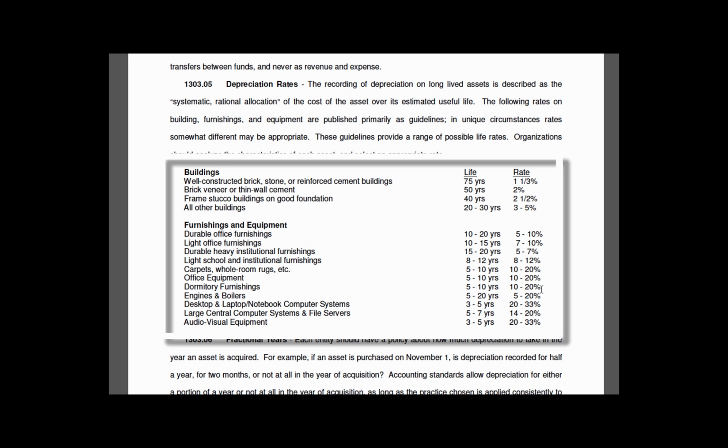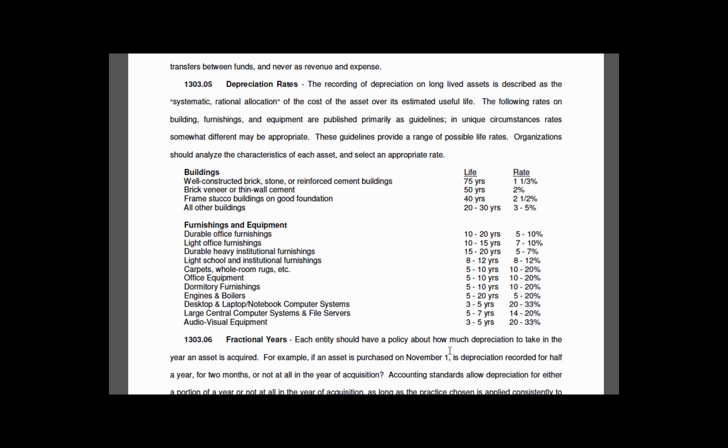You have to look at what's happening in your region. So we have down here desktop and laptop computers lasting 3 to 5 years, but if your laptops are not lasting that long, you should use a shorter period of time, okay? We have dormitory furnishings lasting 5 to 10 years. Well, definitely, I know the dormitory I was involved with, 5 years would be about the max you could come up with. But at least you have something to work with here with these different categories as suggested.